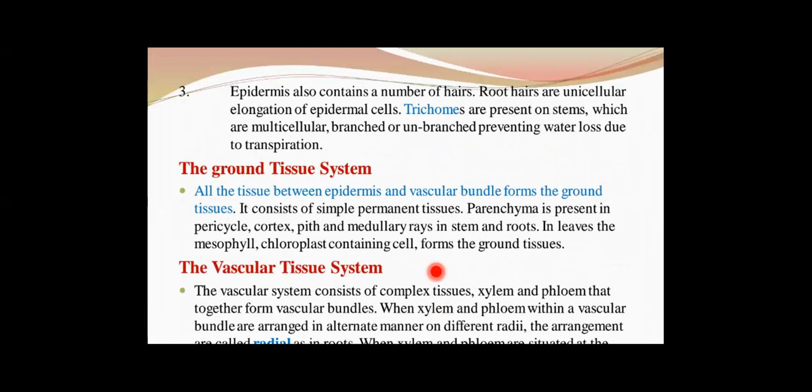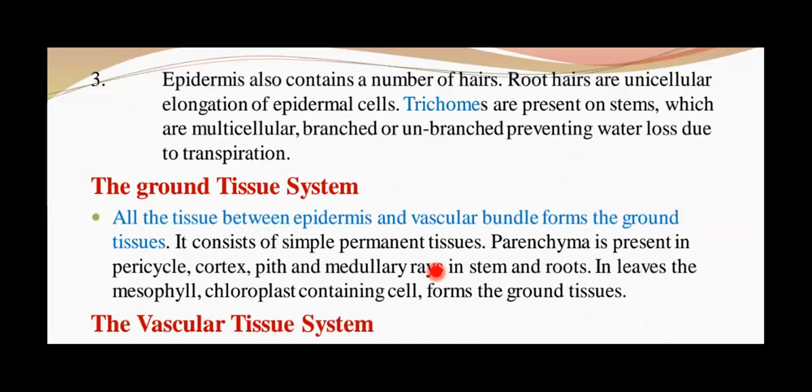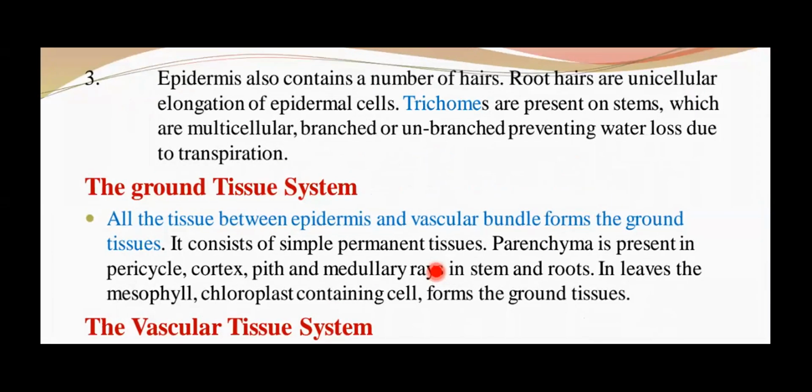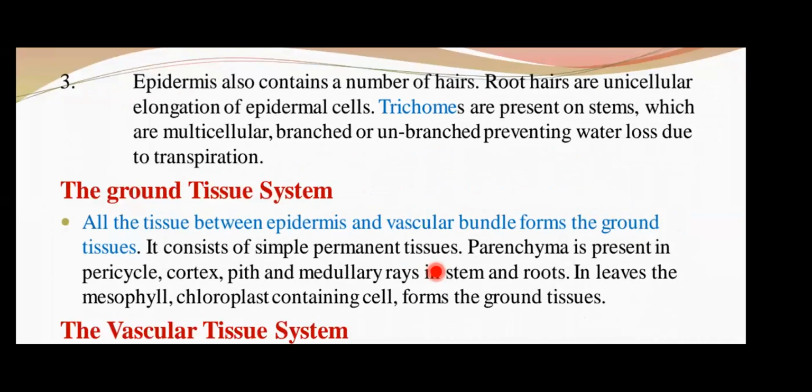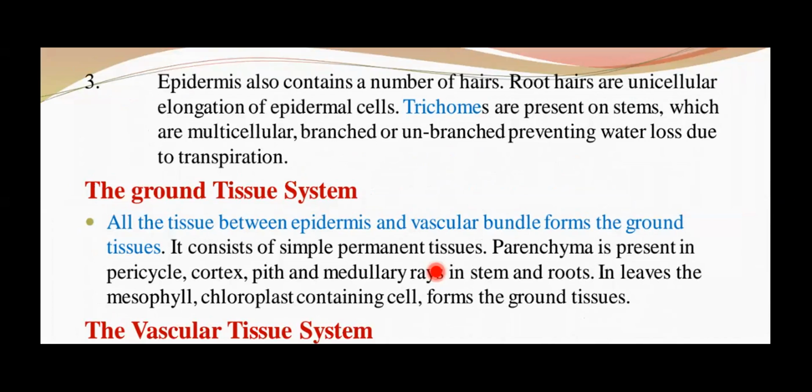Epidermis also consists of a number of hairs. As I said, epidermal appendages, under which hairs fall, and there can be root hairs which are unicellular, and there can be stem hairs which are called trichomes, which are usually multicellular. They can be branched or even unbranched. They can be soft or stiff, and the main function of trichomes is preventing water loss due to transpiration. The main function of root hair is absorption.